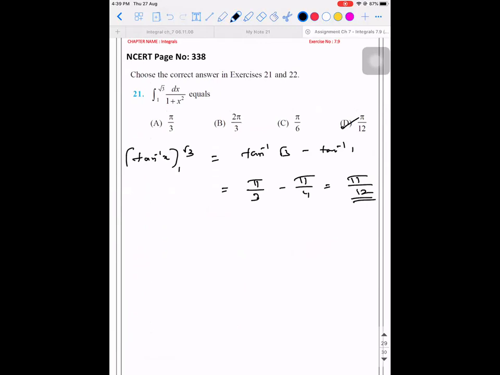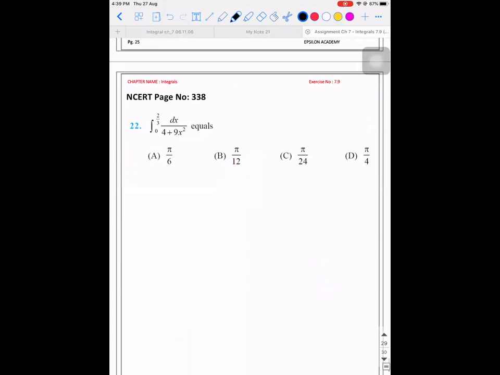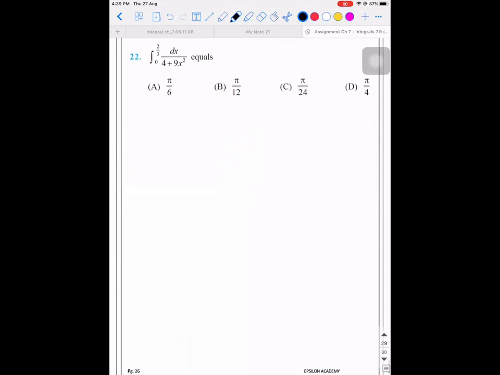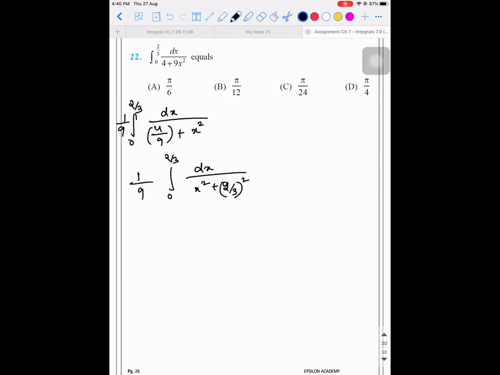One last problem in this exercise. So integral of 0 to 2 by 3 dx divided by, what can you do? You take that 9 outside. Divide the whole number form by 9. Very good. That's right. So you have to divide it with 9. That is, you take the value 9 outside. So you will have 1 by 9 into integral of 0 to 2 by 3, dx divided by x square plus 4 by 9. That is 2 by 3 the whole square. So what is the answer?